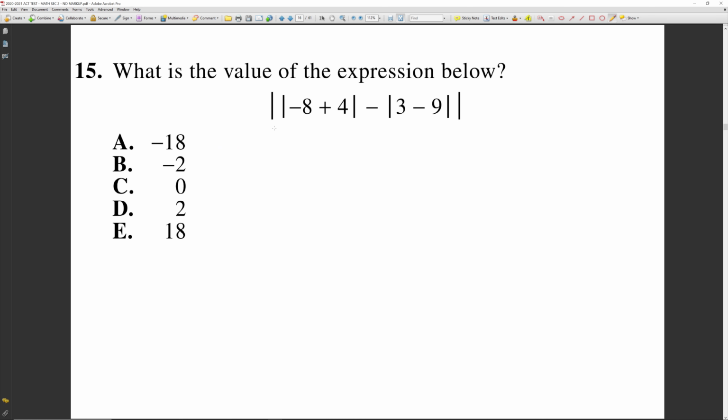What is the value of the expression below? So what we have is two absolutes within a single absolute. So let's do this. Minus 8 plus 4 is minus 4. Absolute value of that becomes 4.